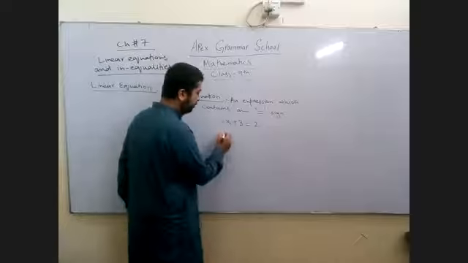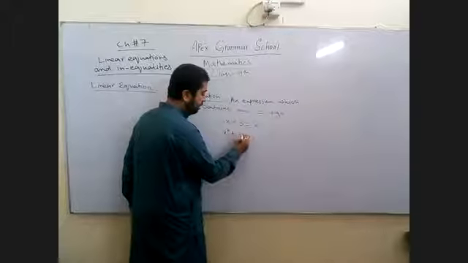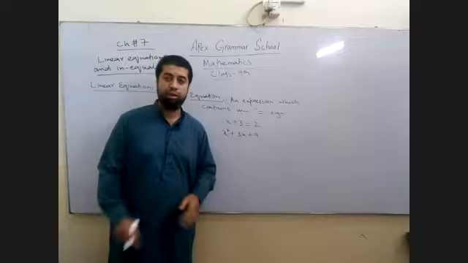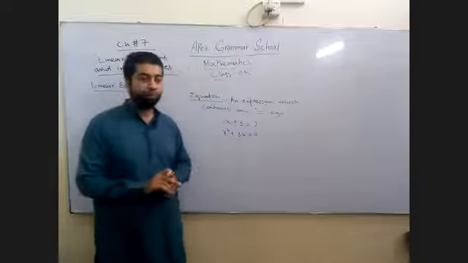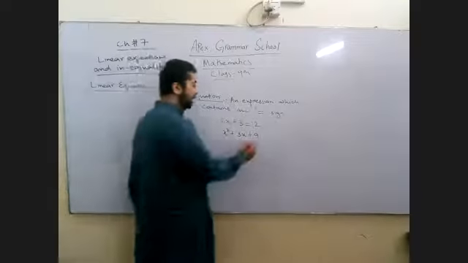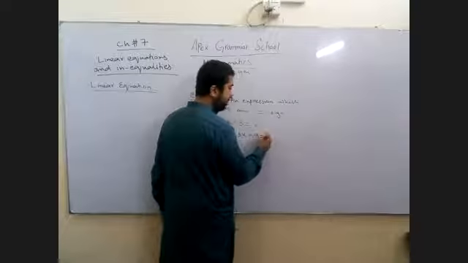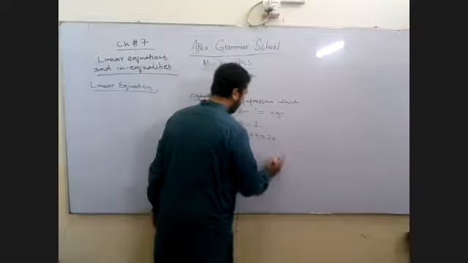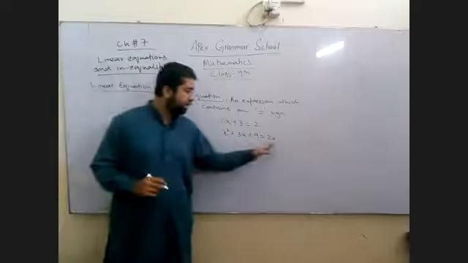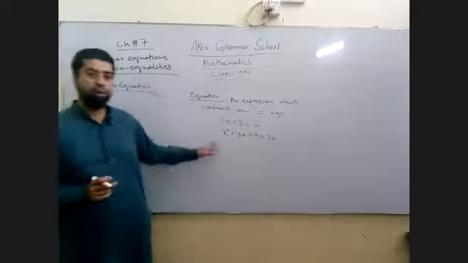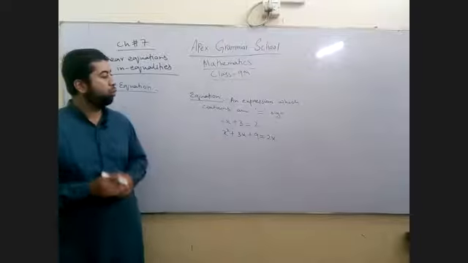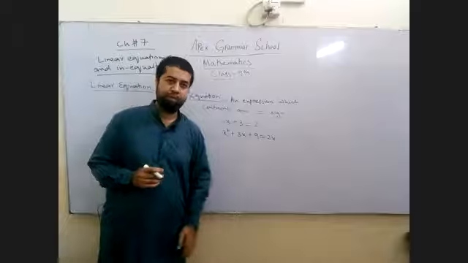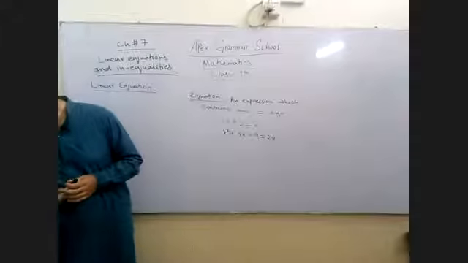Or x square plus 3x plus 9. This is only an expression, but this is not an equation. But if we put an equality sign in it, and after that any other constant number or even any other variable, then this expression contains an equality sign. This is referred to as an equation. So what is an equation? An expression which contains an equality sign. So this is an equation.